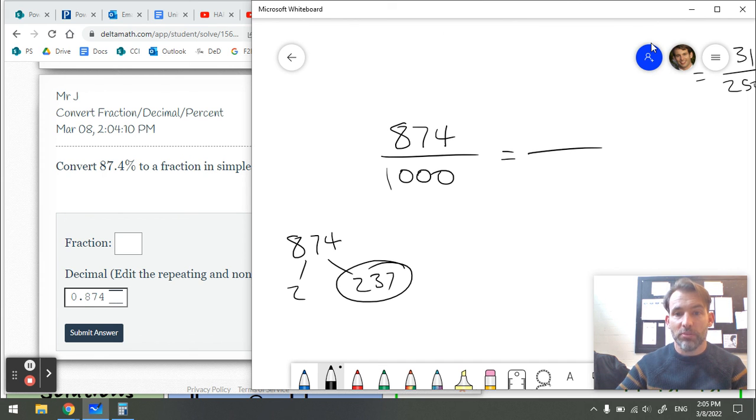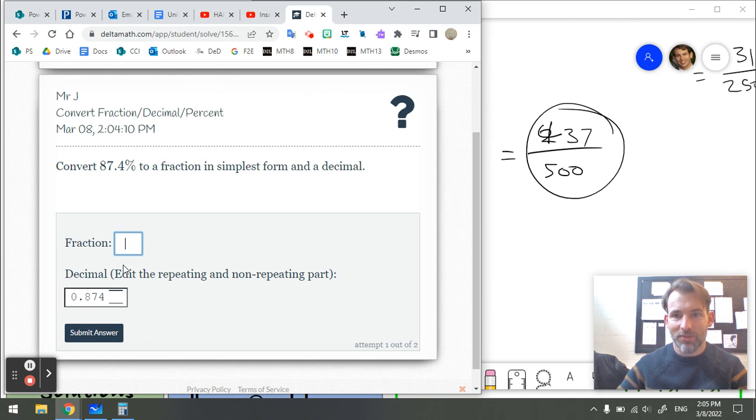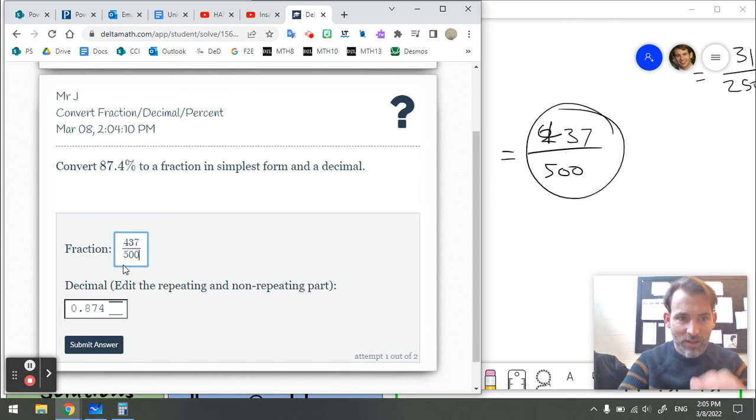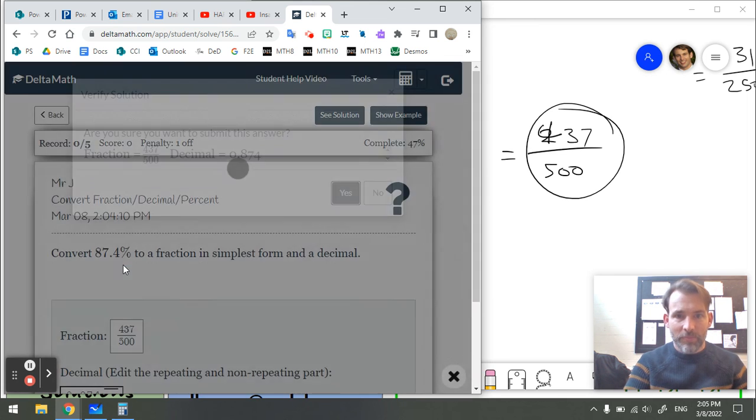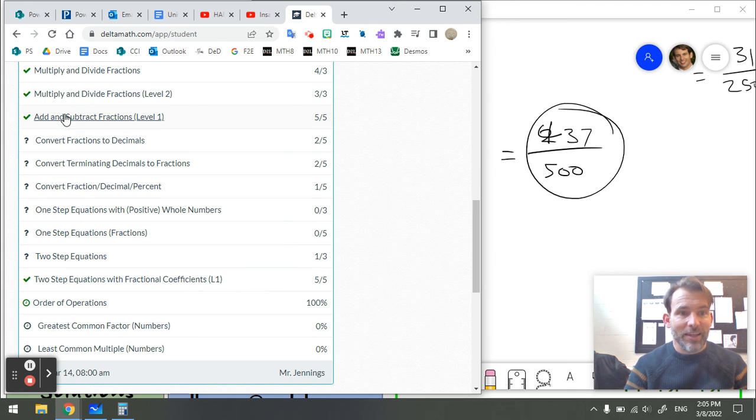So when I divide 1,000 by 2, I get 500. And then 237 on top. Divided by 2, it's 437. My goodness, 437. See, it's okay to make mistakes. You just got to be able to catch it. 437 over 500. Didn't catch that one mistake, Mr. Jennings. Delta Math caught it. Yeah, right. I know. Yeah.